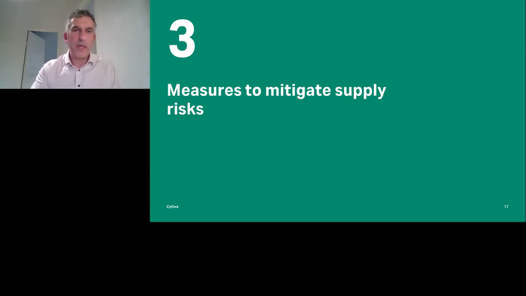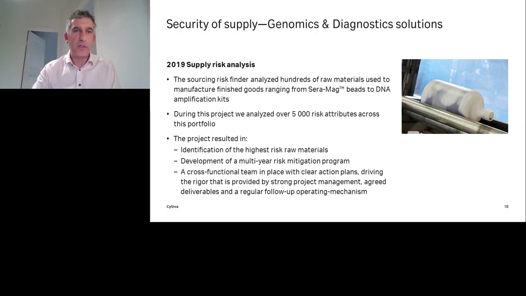Okay, so when it comes to measures that we take to mitigate supply risks in our genomics business, I just want to run through a couple of scenarios and a couple of examples. So when it comes to genomics and diagnostic solutions, in 2019, we undertook a very thorough supply risk analysis, which analysed hundreds of raw materials, and we looked at over 5,000 risk attributes in total. And we looked at the finished goods that we manufacture, ranging from Sera-Mag beads to DNA amplification kits. So that project took 6 to 9 months.